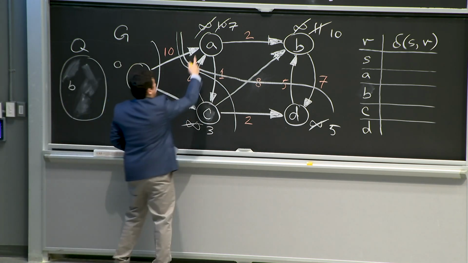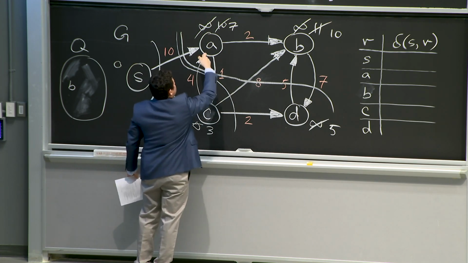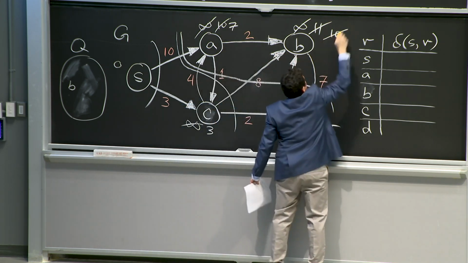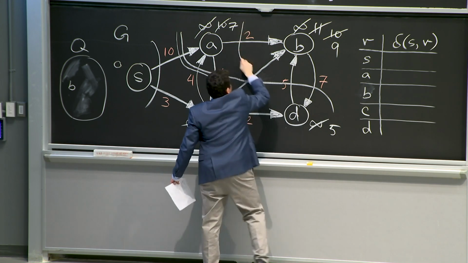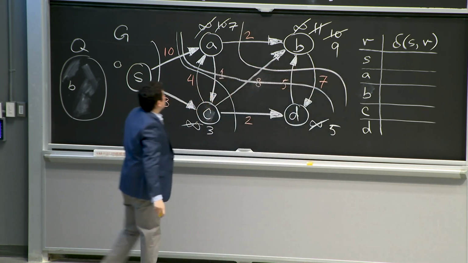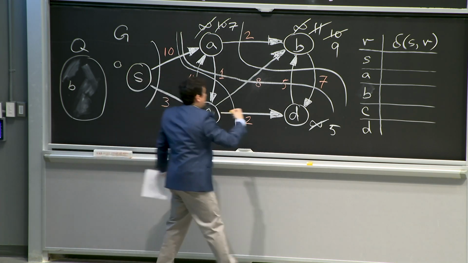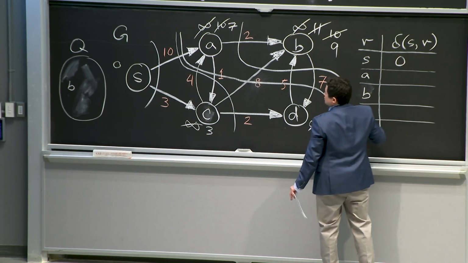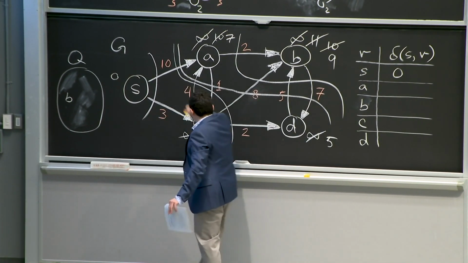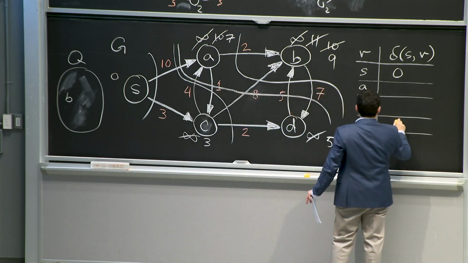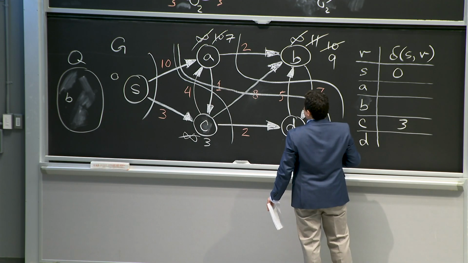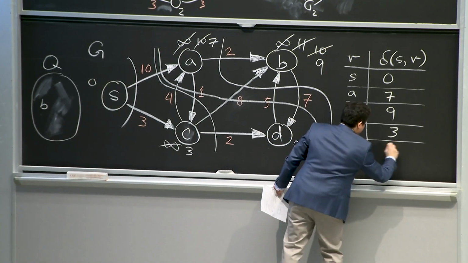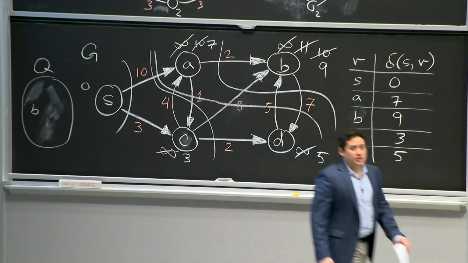And then the last, 7 is smaller than 10. I relax edges out of A, right? A to B, 7 plus 2 is smaller than 10. And now I'm done. So what I did every time I removed S, or I removed a vertex, I set its shortest path distance to the last value I assigned to it. So this was then 3, and then A was 7, B was 9, and then D was 5. OK? So that's Dijkstra in action.